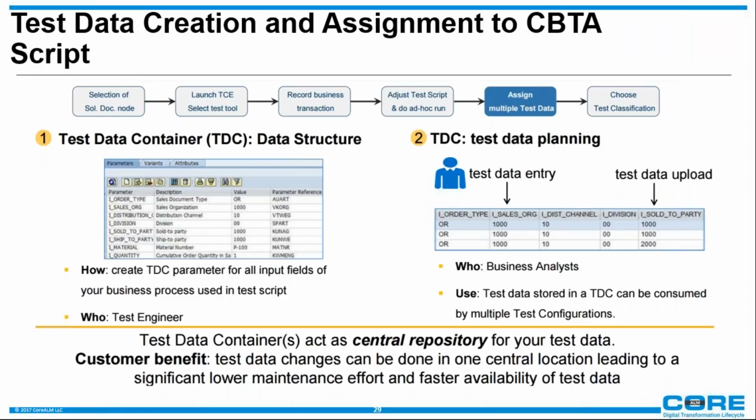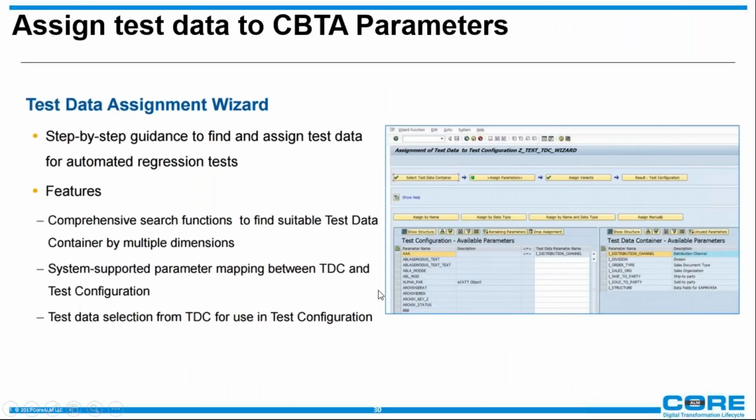Assigning data. So there's two types of data. There's the test data container, which can be used for manual and automated tests. So the way it works is it's a structure. The test data is created by business analysts. It can be created by CBTA scripts. There's other ways to get the data, existing data if you want to, and get it into a spreadsheet, and then that spreadsheet ends up being a part of the test data container for manual or automated test case.